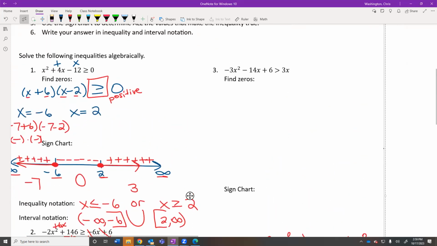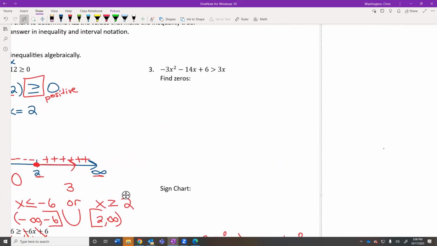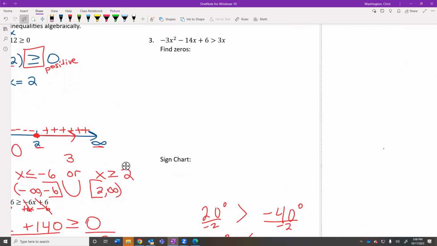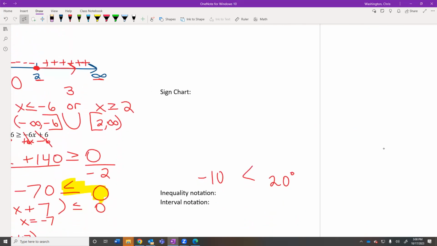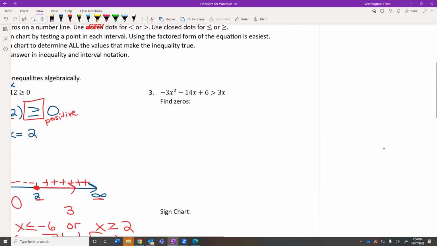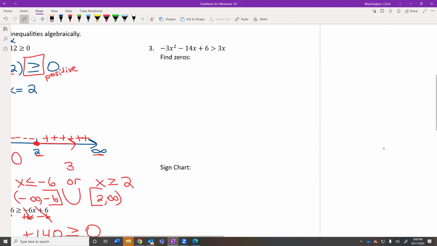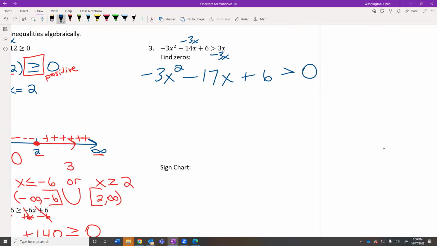All right, one to go. Number 3. Is it equal to 0? No, so that's what we want to do first. We want to make it equal to 0 first, so we can subtract 3x from both sides. So we get negative 3x squared. Negative 3x and negative 14x is negative 17x. Plus 6 is greater than 0.